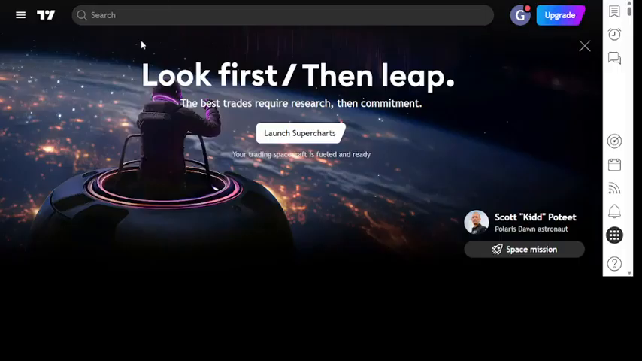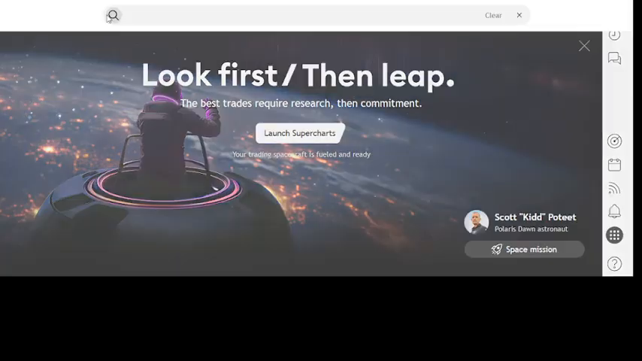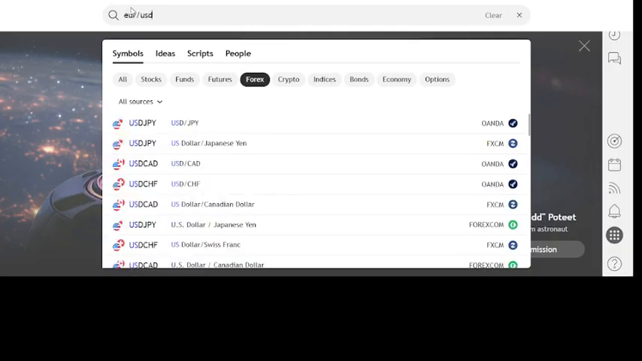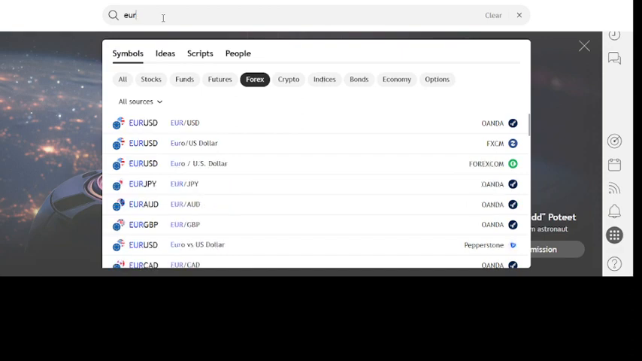Now this is TradingView.com. Many traders trade on this platform. So what you do is you go to the search bar, and we're going to look for the euro. You would type euro, US dollar, and we look for the currency pair. Okay, there we go, Euro USD. Once the Euro USD comes up, we go to see overview.